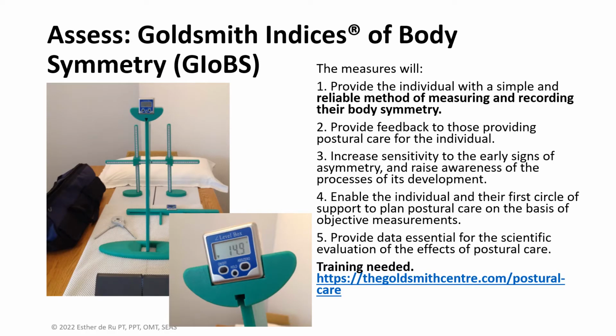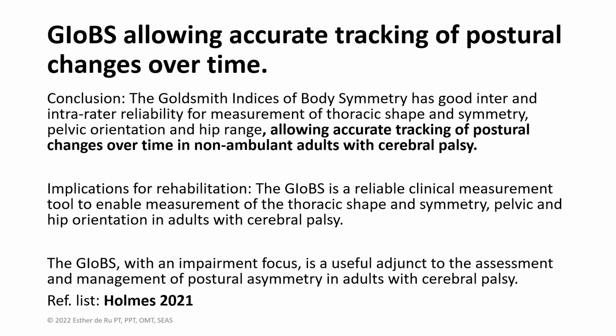The Goldsmith Indices of Body Symmetry was developed to evaluate the effects of postural care. It provides you with a reliable tool to measure and record body symmetry. It is found to be a reliable tool to measure thoracic shape, symmetry, pelvic and hip orientation in people with cerebral palsy. It allows for an accurate tracking of postural changes over time, especially in our non-ambulant adults with cerebral palsy.